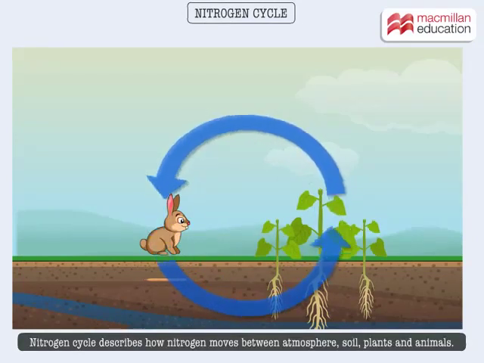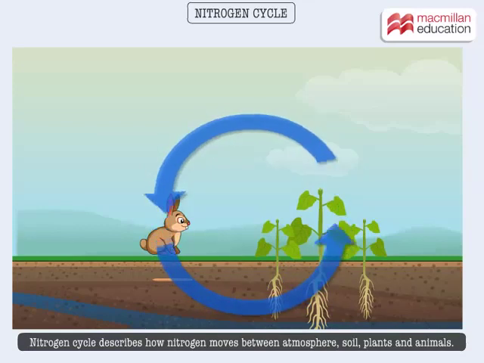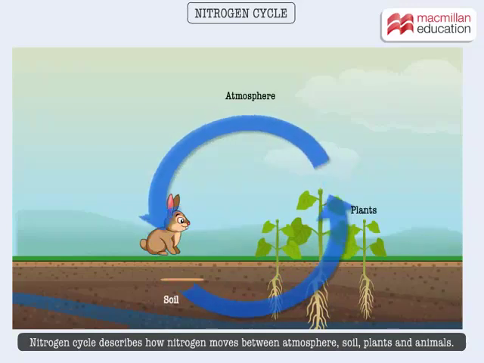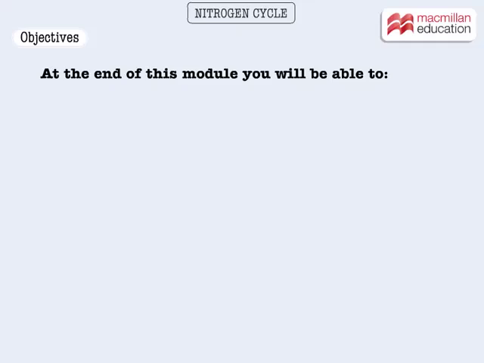Nitrogen cycle describes how nitrogen moves between atmosphere, soil, plants, and animals. It involves various stages. At the end of this module, you will be able to describe the various stages of the nitrogen cycle.